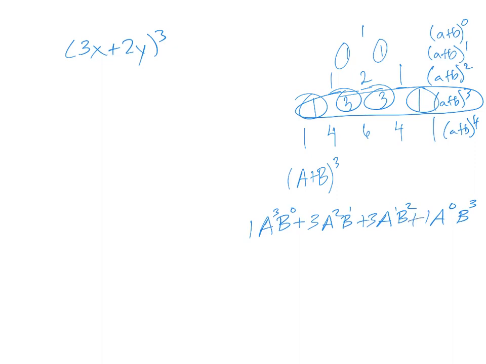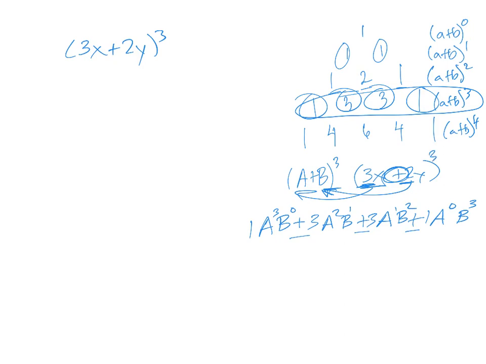And those signs may change depending on what the values of a and b are. In this case, a is 3x. Okay, that's your a. And b is 2y. All right. And since both of these values here are positive, we're going to end up with nothing but pluses in the end. But if this was negative here, we may end up with negatives in our final answer.